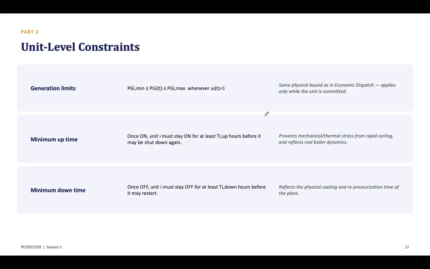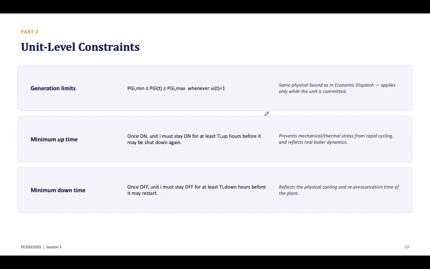Generation limit defines the feasible output range of a committed unit. Once a unit is on, it normally cannot be dispatched below a technical minimum or above its maximum rating. These limits interact with the binary commitment variable. If the unit is off, its output must be zero. If the unit is on, the output lies within the operating range.